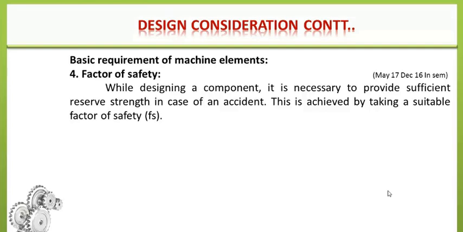And that factor is called the factor of safety. So let's say 80 newton per mm square is the stress acting on the component. If you take the factor of safety as 2, then 80 multiplied by 2 becomes 160. So you are considering 160 as the maximum stress. At that 160, the component will not fail. That multiplying factor is called the factor of safety.